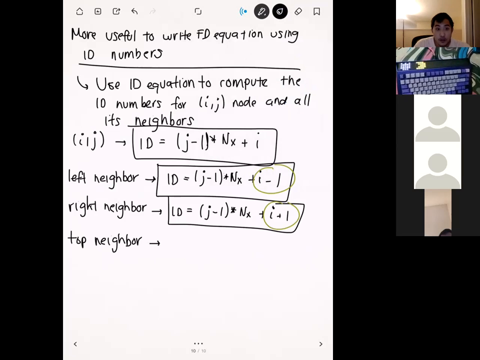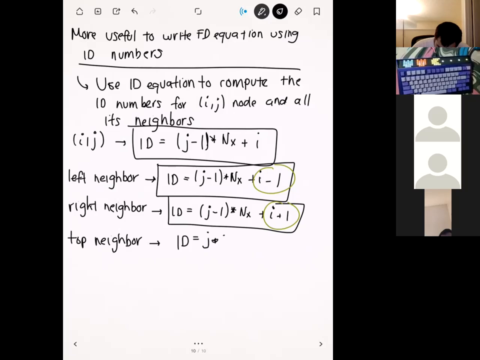All right, now let's write out the equation for the top neighbor. Relative to i comma j, it's going to have j plus 1. So let's take the same equation, and instead of j, I'm going to plug in j plus 1. So we have ID equal to j minus 1 plus 1, so we're just going to have j times nx plus i.